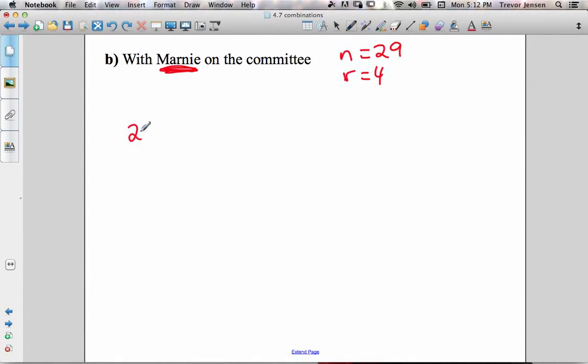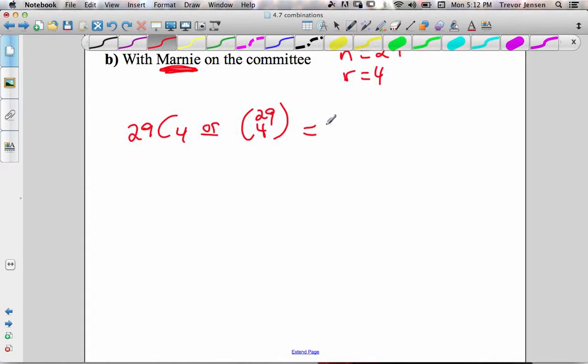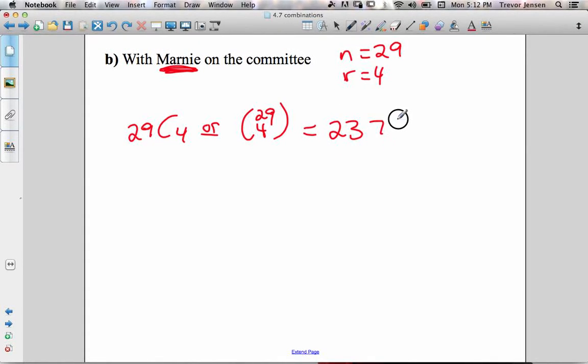So all I have to do is 29 choose 4. Or once again, you might see it written like this. And we can type that on our calculator. 29 choose 4. How many groups of 4 can we make? 23,751.